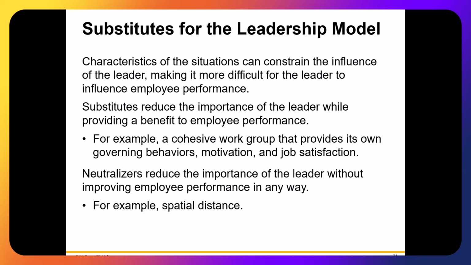For example, spatial distance. When you have situations where substitutes reduce the importance of the leader, bottom line, if you have a transformational leader and you're always having to substitute people for him, or he's not there a lot of times because he may be traveling and doing other things, employee performance is not going to be the same. Also, if you have a leader who's transformational but he's at a separate location, that's not going to be the same as well. And that can affect how effective an individual transformational leader could be.